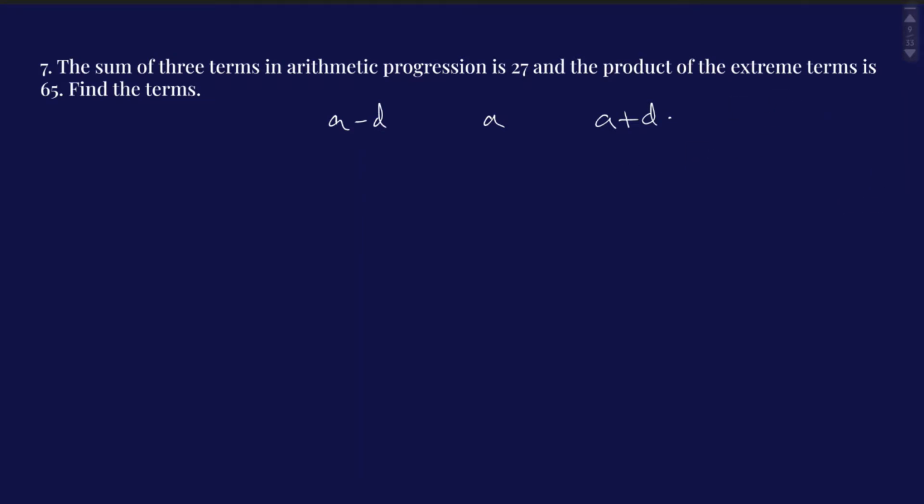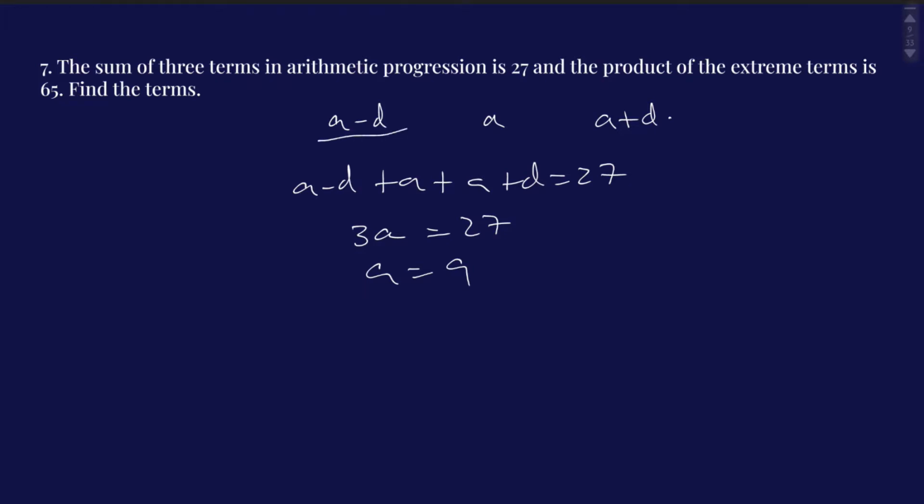So the sum of 3 terms is 27. So a minus d plus a plus d is equal to 27, which is going to be 3a is equal to 27, a is equal to 9. Okay, and we are given the product of extreme terms as 65. So this is going to be our term 1, this is going to be our term 2, and this is going to be our term 3. Extreme terms, that is a minus d into a plus d is equal to 65.